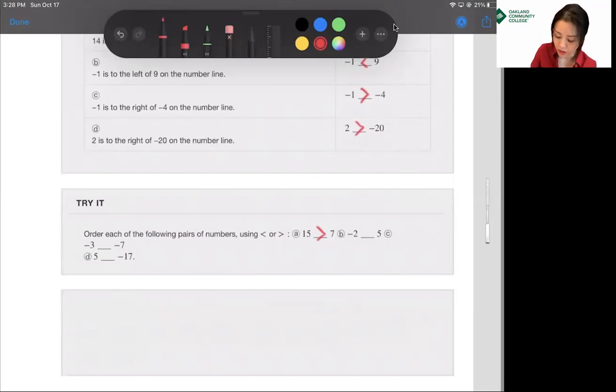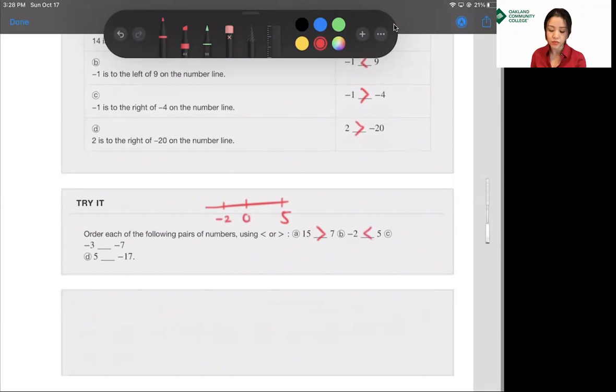What about -2 and 5? Well, here's your number line. Here's 0, here's -2, here's 5. I know my number line is not to scale, but it doesn't matter, as long as you put the smaller number on the left and the bigger number on the right. So 5 is to the right of -2, therefore 5 is larger than -2.